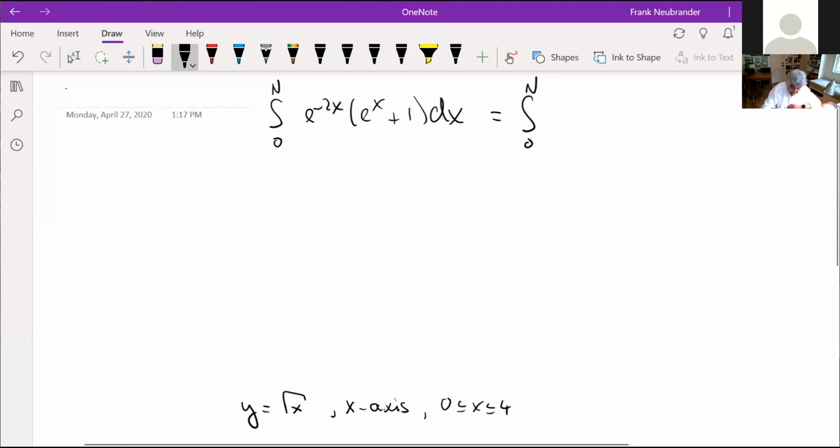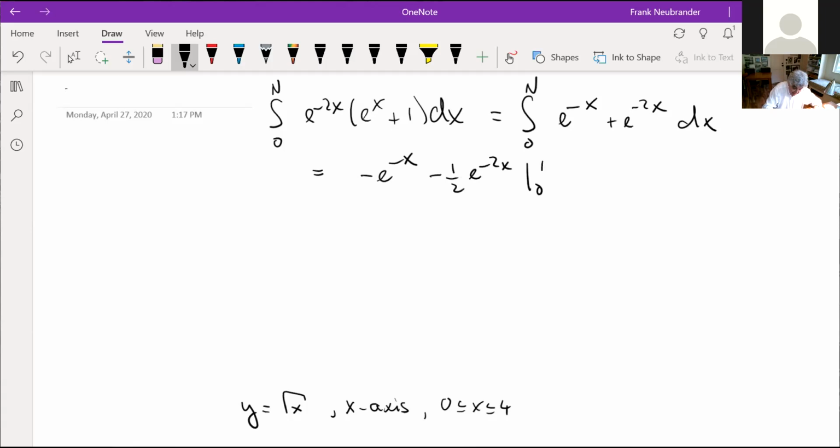e to the minus 2x times e to the x. You add the exponents. It's e to the minus x. I'm not sure if I did this right in the solution sheet. Now I'm questioning myself, so I'm not sure, but this is correct. And now you know how to integrate it. The antiderivative of e to the minus x is minus e to the minus x. The antiderivative of e to the minus 2x is minus 1/2 e to the minus 2x, where you plug in 0 and n.